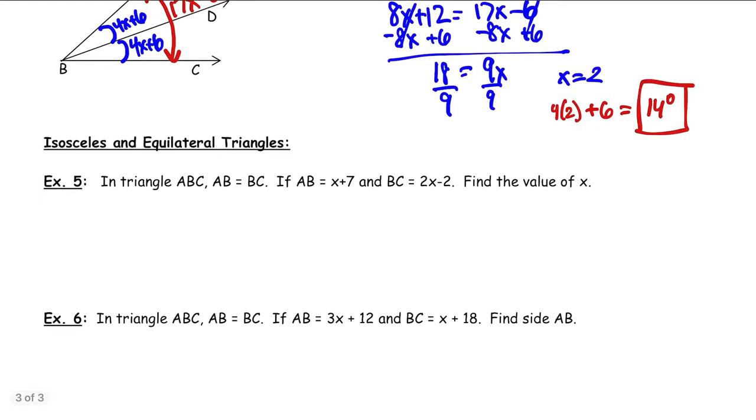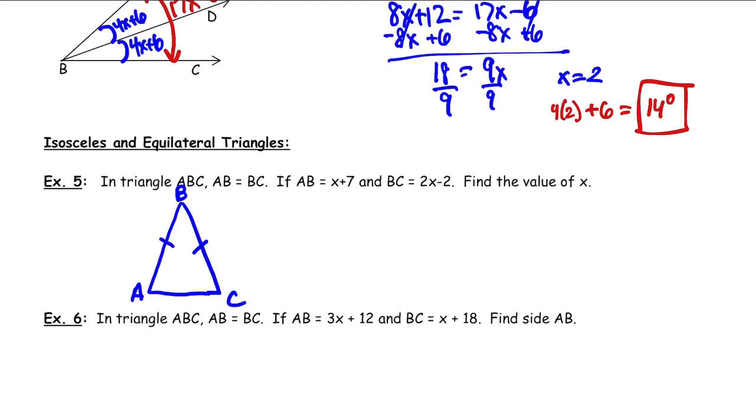Isosceles and equilateral. And this is really kind of a review, but it's going to be incorporated into this unit as well. In triangle ABC, AB is equal to BC. So it's an isosceles triangle. I always like to draw my isosceles triangles like this with the vertex at the top. These are the two equal sides. Notice what letter is in both. B is in both, so B has to be up at the top. And then it doesn't really matter where we put A and C.